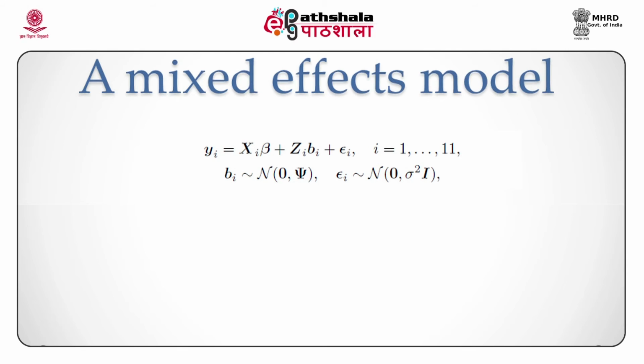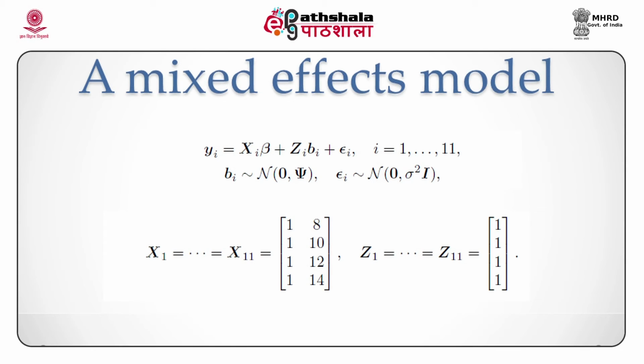Epsilon i are the errors, and these are, as is standard, assumed to be normally distributed with mean 0 and variance sigma square I. The bi's and epsilon i's are independent. x1 to x11 are the design matrices corresponding to the fixed effects, and z1 to z11 are the design matrices corresponding to the random effects. If we fit a model which only has a random intercept, for example, then z1 to z11 are all given by this column of 1s.